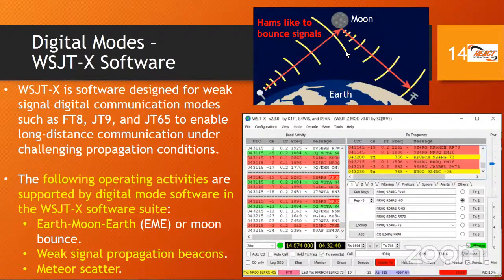You may remember a couple of sessions ago, we made a quip by saying that hams like to bounce signals off of things. You know, we bounce them off a water tank. We bounce it off of a meteor trail. We bounce it off of aurora. You may remember that. We even bounce our signal off the moon. So that's called moonbounce, or EME, Earth, Moon, Earth.